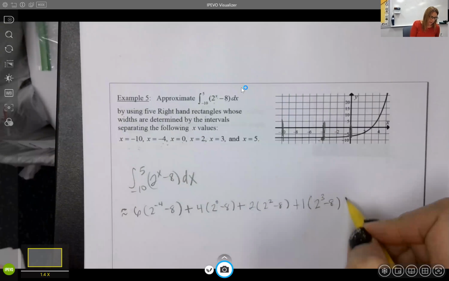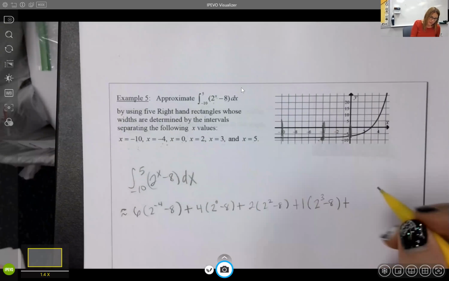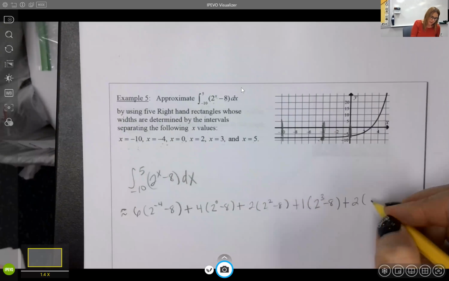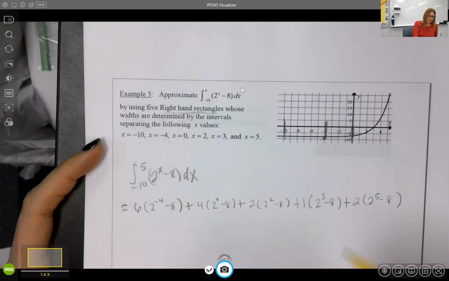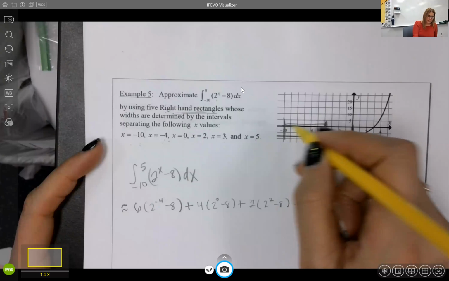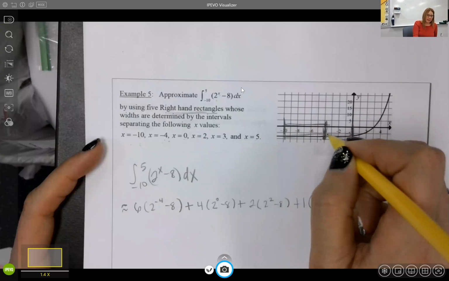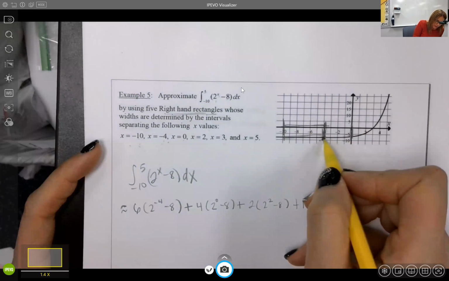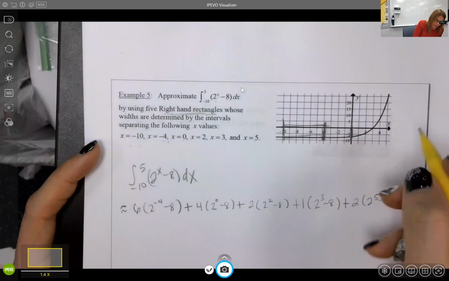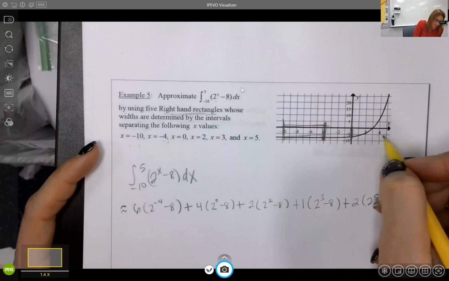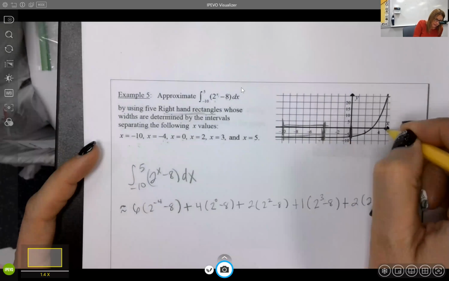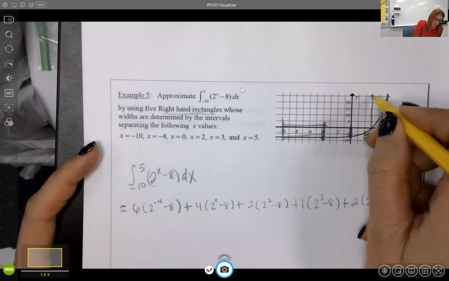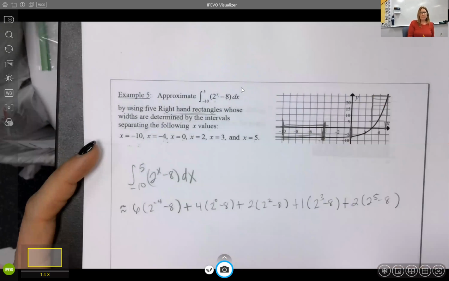And then the last one is from 3 to 5, so that interval is 2 spaces, and then I plug the 5 in because it's on the right. Okay, so that would be using a right-hand rectangle. So if I have a rectangle like this, I'm using this height. It's pretty close on this one. It's when you get more to, like, if I'm looking at 5 right here, my rectangle is going to go up to here because I'm using the right hand. And that, from 3 to 5, would be this area. Okay.